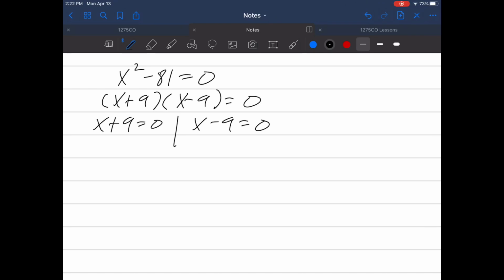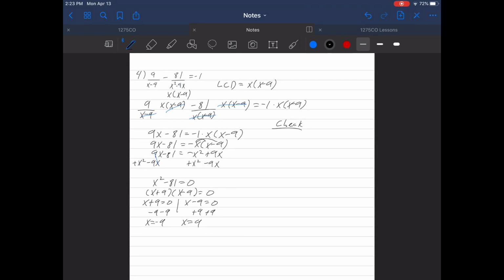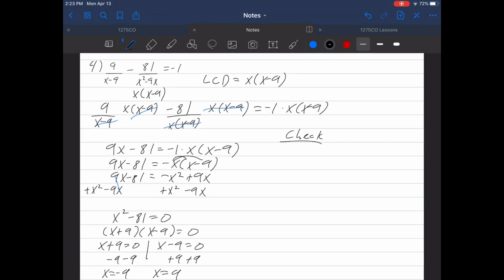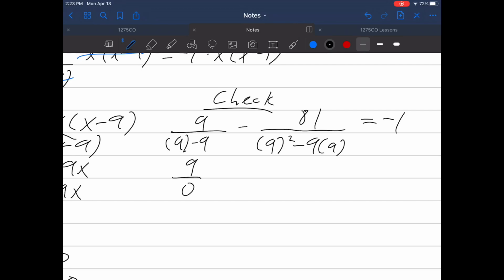Zero product rule, right? We get x plus 9, x minus 9, and the zero product rule, subtract 9 from both sides, x is equal to negative 9. Add 9 to both sides, x is equal to 9. We got two answers, which means we have two checks. So if we check x equals 9, first of all, this is our original equation, so 9 over 9 minus 9. The 9s that are getting plugged in, we're putting in parentheses. 9 squared minus 9 times 9, 81 up top. This is equal to negative 1. We'll see if this works out.